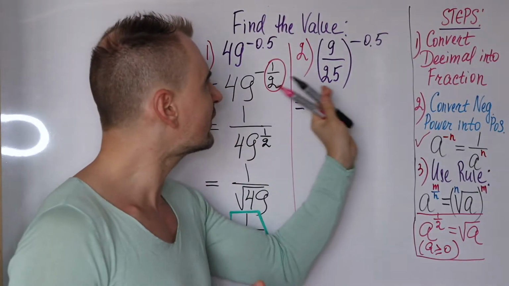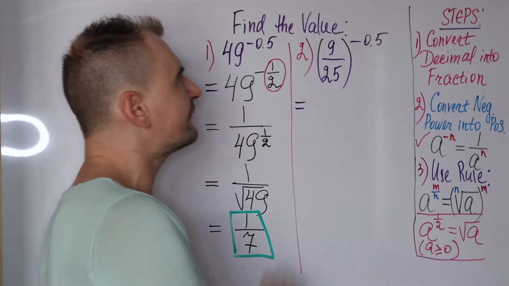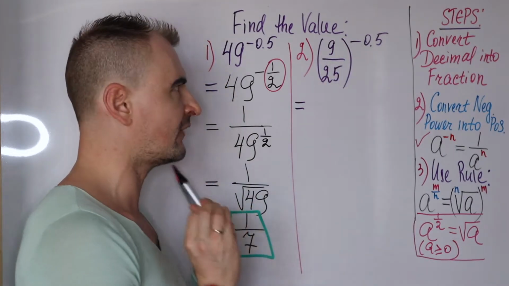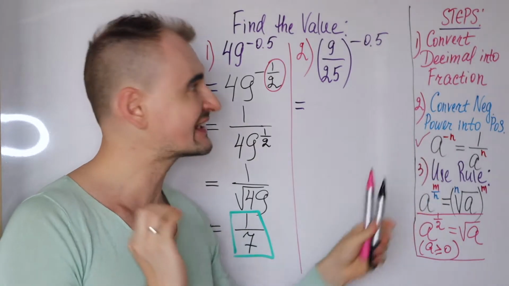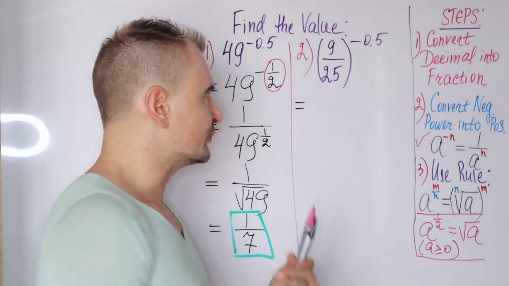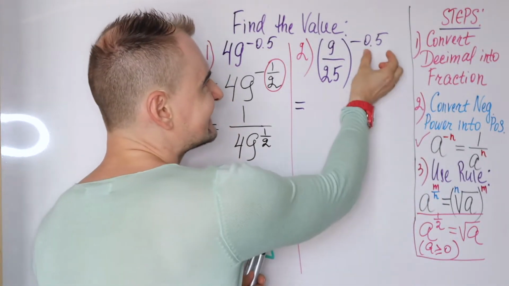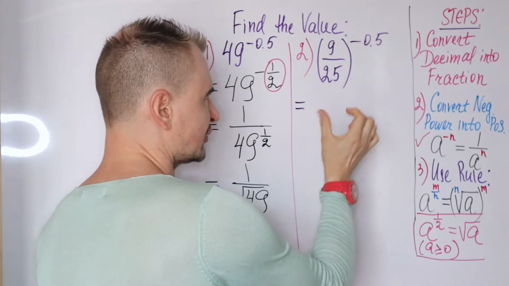Moving on, say you have been given 9 over 25 raised to the negative 0.5. The same steps, the same pattern to be used. So first of all, convert this decimal power into a fraction.